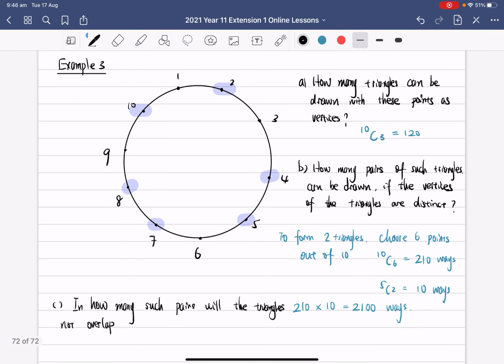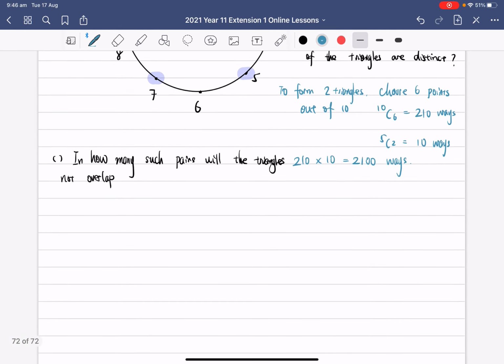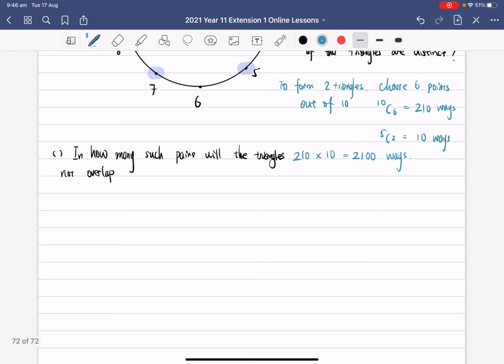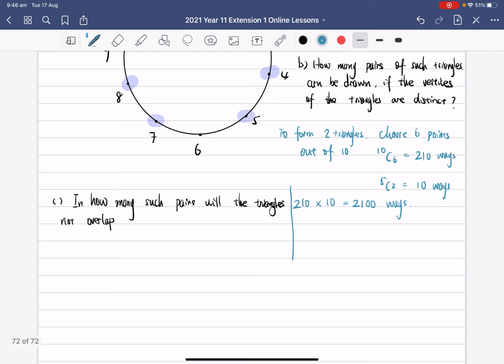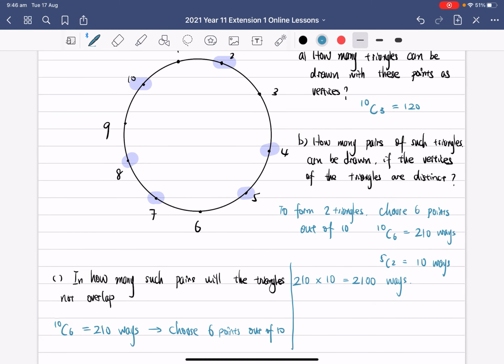Here's an example of not overlapped. First, we still need 210 ways to pick 6 points. Remember, we still need 2 triangles. So 10C6 is still there. That is just choosing 6 points out of 10. We still need to pick any random 6 points from 10 points.